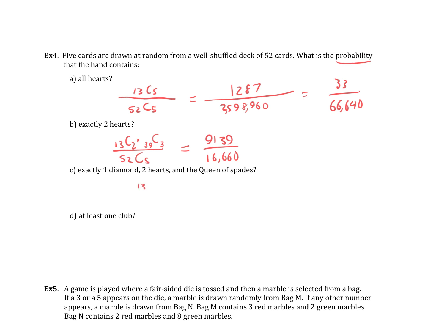Okay, exactly 1 diamond, 2 hearts. Okay, 1 diamond. That's how I get a diamond. 2 hearts, 13C2, and the Queen of Spades. Well, the Queen of Spades is 1 card, and I need it.